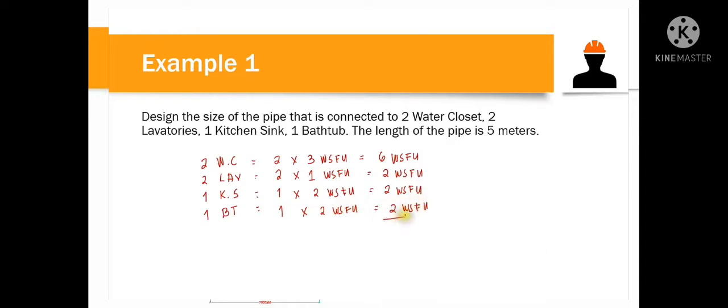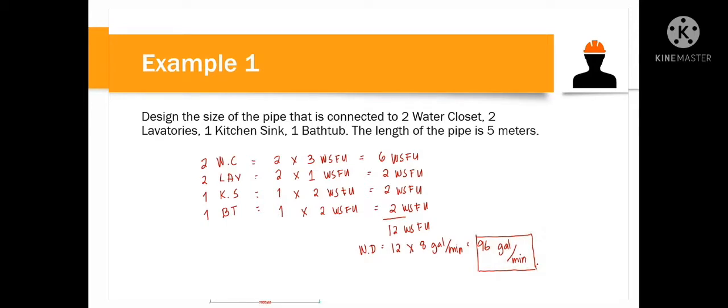So, you compute for the total fixture unit for the entire building. So, we have 12 water supply fixture unit. So, the water demand is equivalent to 12 times 8 gallons per minute. So, we have 96 gallons per minute ang makonsume, okay, in every minute. Okay, 96 gallon of water ang probably makonsume in every minute.